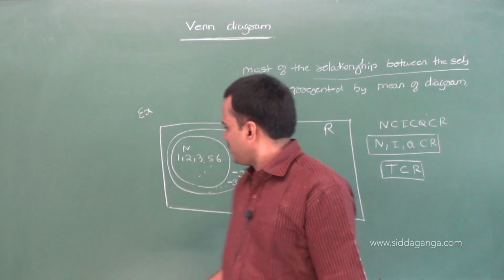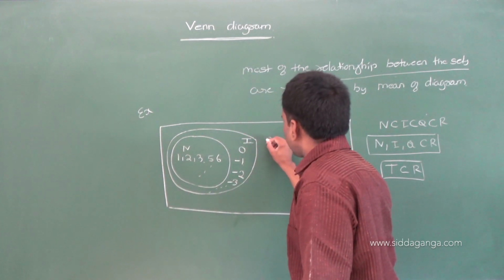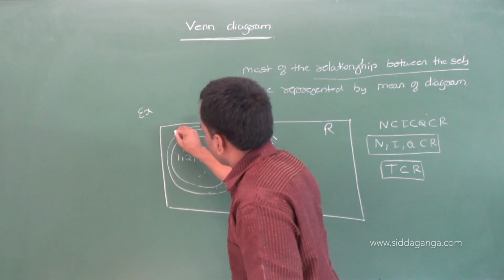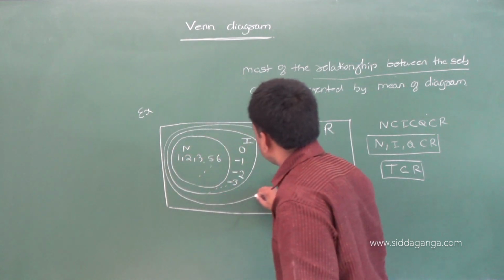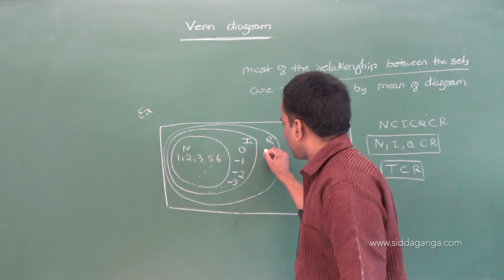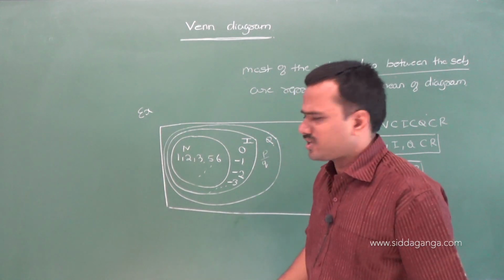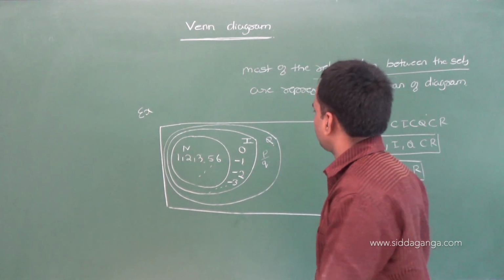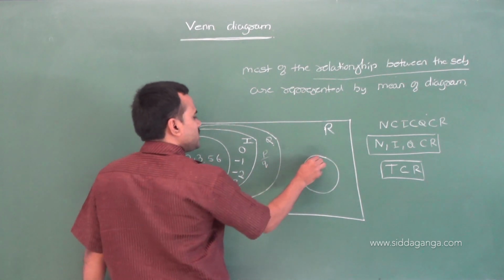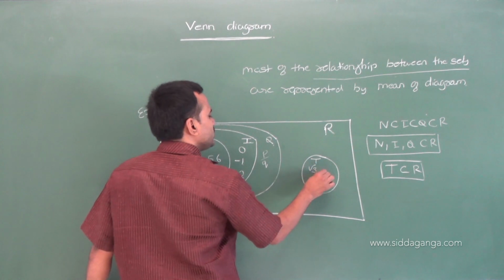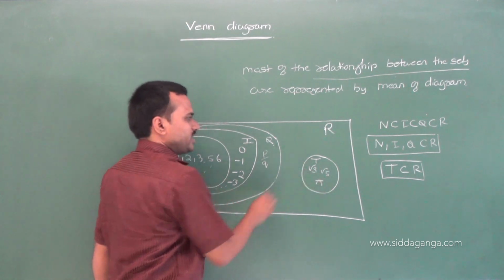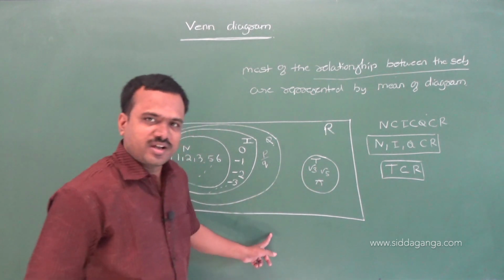Integers. Correct? One more I write, rational numbers. Rational numbers include natural numbers, integers, and numbers in the form of p by q. Yes. And here one more closed curve, a circle. Here it is irrational numbers: √3, √5, pi, etc. Observe this diagram carefully.